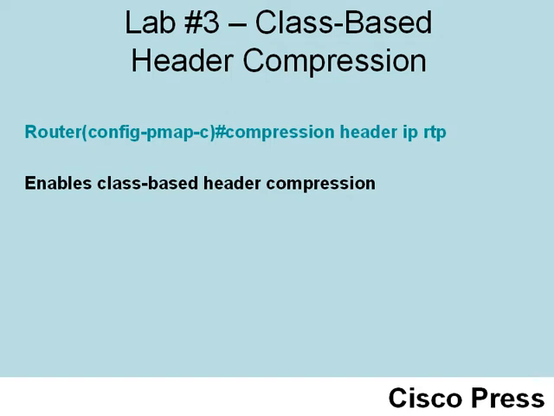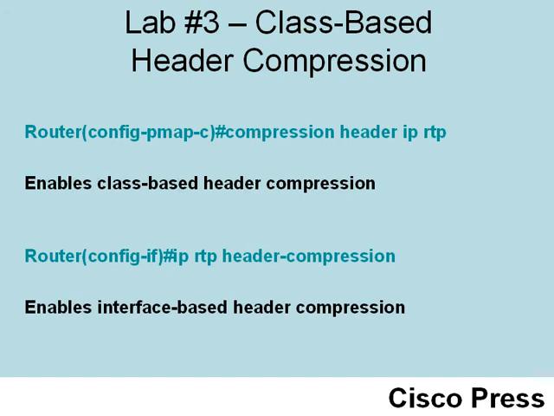We want to enable class-based header compression with that command. But on the other router, at the other end of this link, we want to run interface-based header compression. Let's imagine that router is running an older version of IOS, prior to 12.2(13)T. To turn on header compression in that environment, we could say ip rtp header-compression to turn on RTP header compression on an interface-by-interface basis. If we wanted to turn on TCP header compression, by the way, we could say ip tcp header-compression.